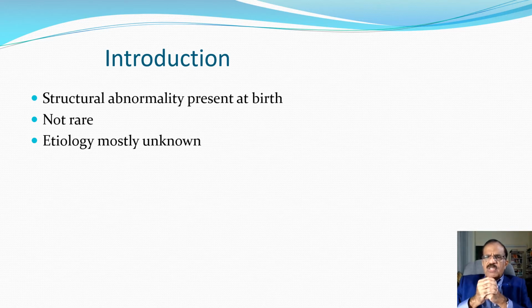Now, since this is an aberration, there is a lot of variation. That means once something is not normal, the abnormality can take any pattern. So you would see a lot of variety in congenital heart disease also.